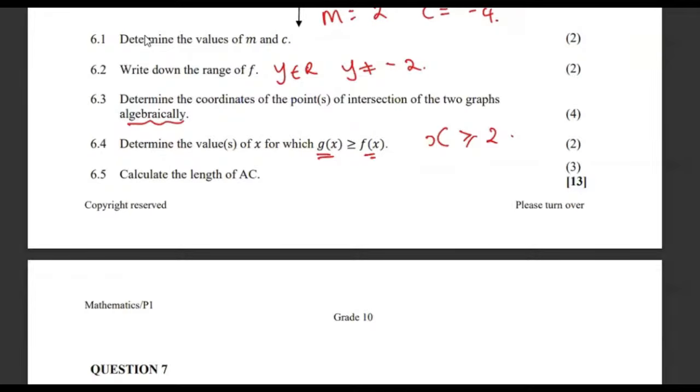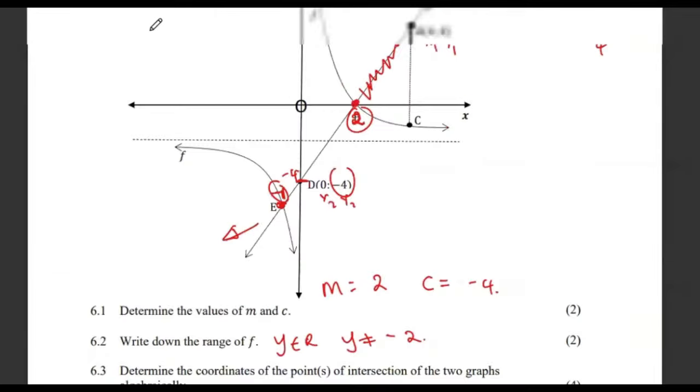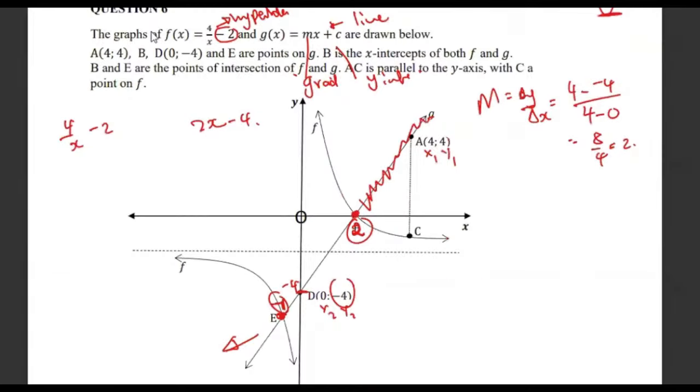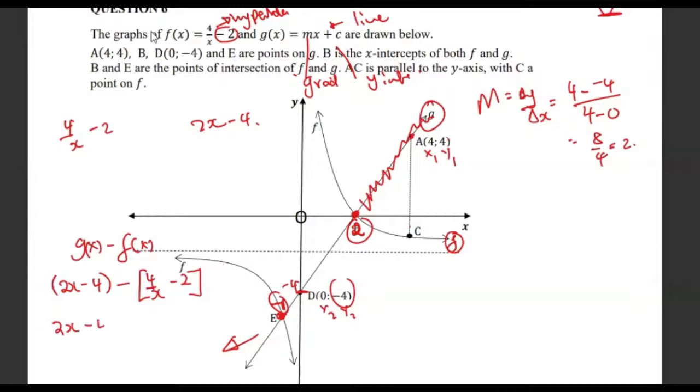And then they want the length of AC. Now for us to get the distance between the graphs, the graph at this point AC that is above is g, and then f is below. So we're going to get g of x minus f of x. The g of x is 2x minus 4. We are subtracting the f of x, which is 4 over x plus 2. We don't need to simplify this.